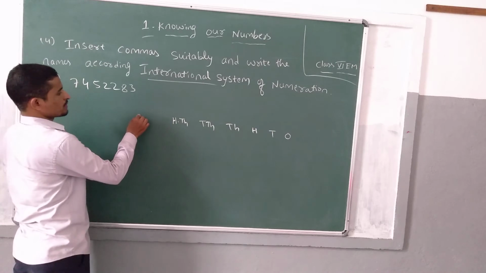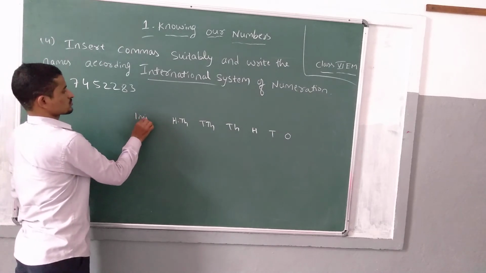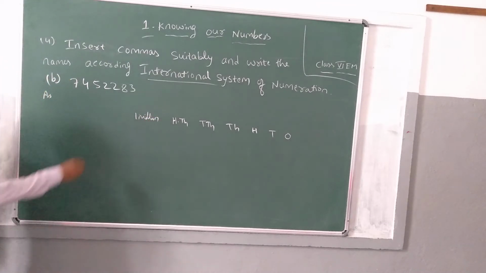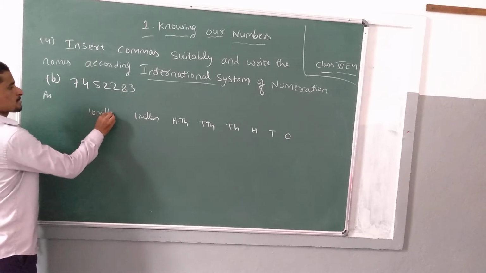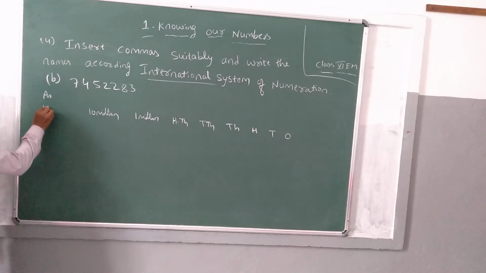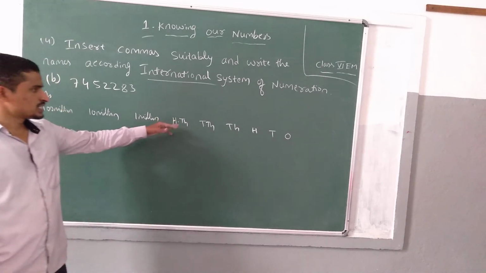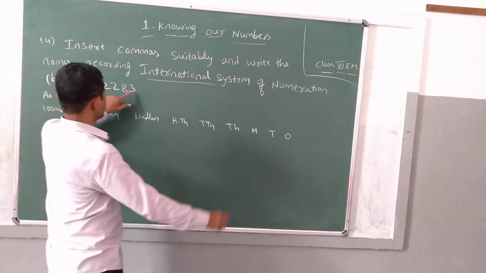Next 1 million. Next 10 million. It goes on like that. This is 100 million. Okay, so below this you have to write that number, so it is easy for you.